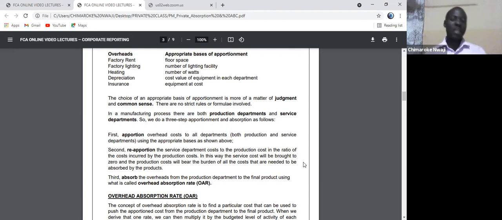And the third A is absorption, which is the final, because the final products are going to absorb it from the department. Now, the final product will only absorb it from the department using what we call the overhead absorption rate, also known as OAR. Give me a moment. I will come back and explain what this OAR is all about.